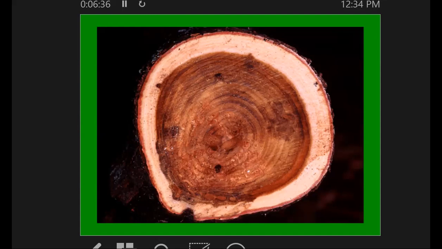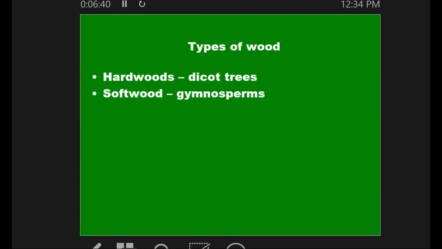So with hardwoods, sometimes you'll hear this designation too, hardwoods versus softwoods. So if someone's talking that way, generally what they mean is a hardwood is a dicot tree and a softwood is a gymnosperm. So often you'll hear people talk about quality of wood.